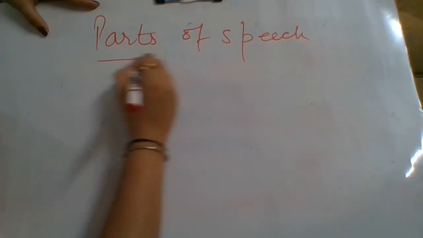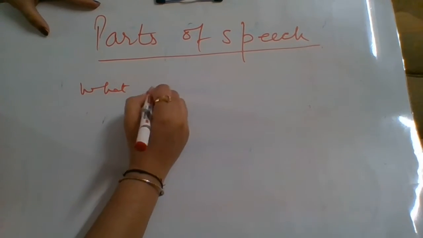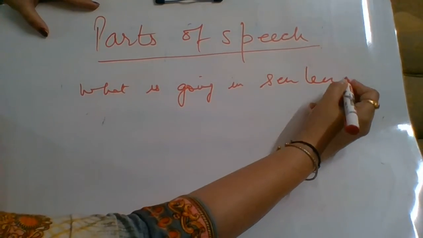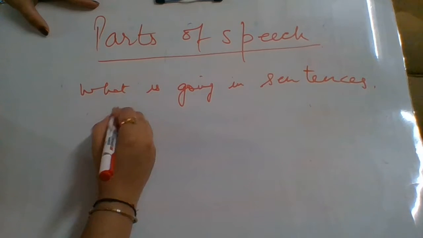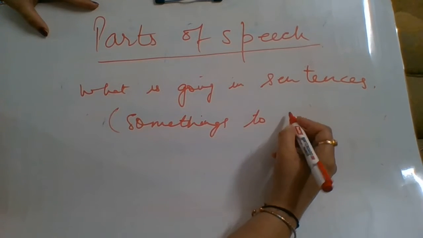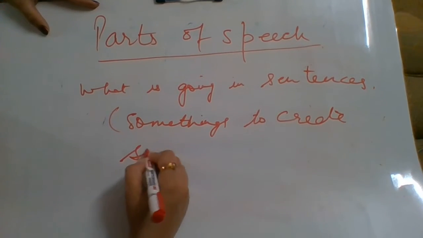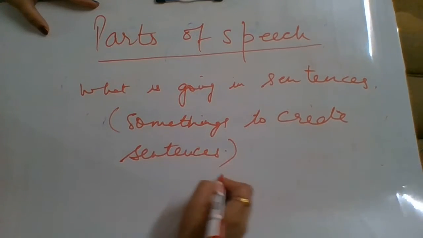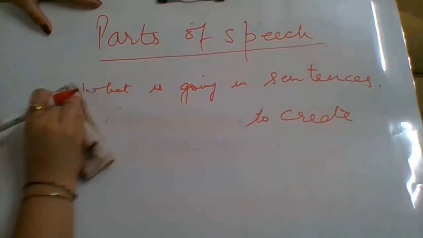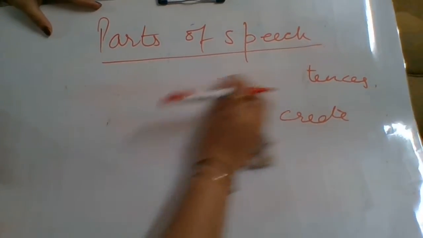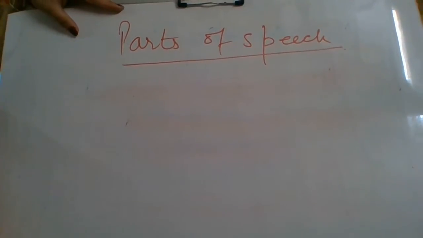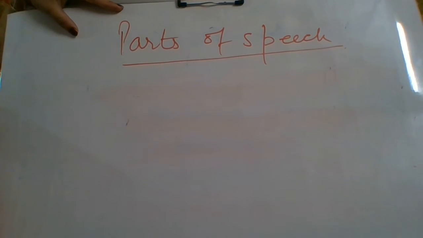Parts of speech means what is going to be in sentences. Of course, we need some things to create sentences. I think many of you must be aware of some things that are required for a sentence. Can you guess what we require to make a sentence? Anything that comes to your mind.